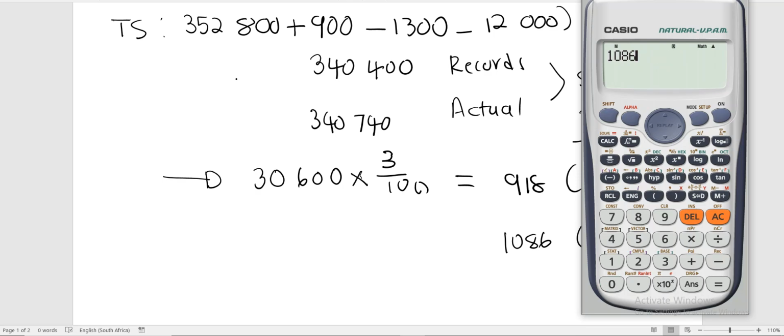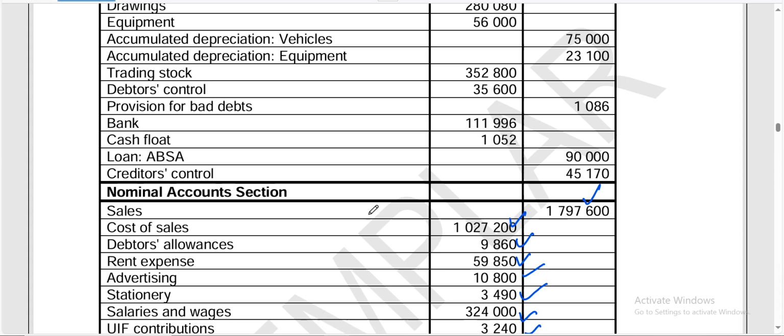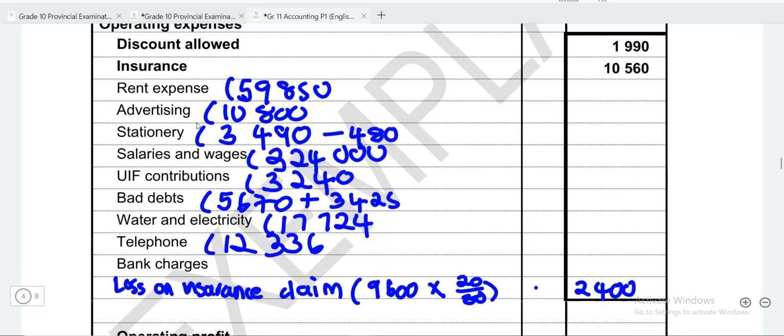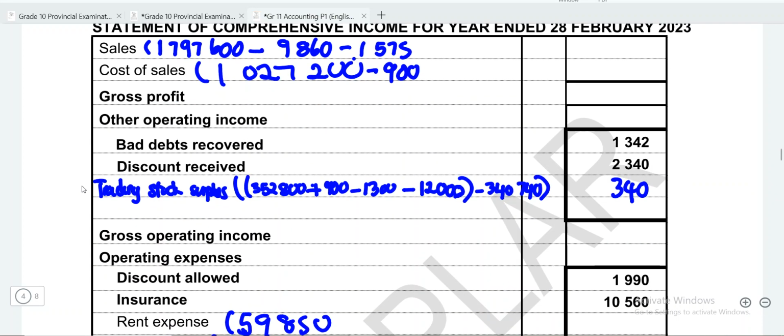So if you say 1,086 minus 918, it will give you 168. Okay, so you can see there's a decline, and then also when you do your calculations, you must show that there was a decline. So I'm going to show that part. Provision for bad debts adjustment will be then part of our other operating income. So I'm going to put it here.